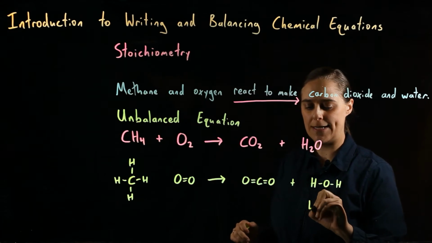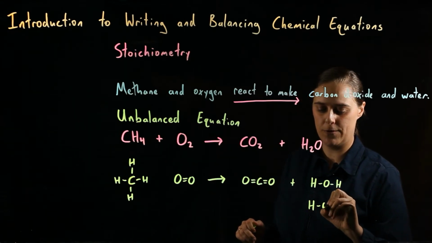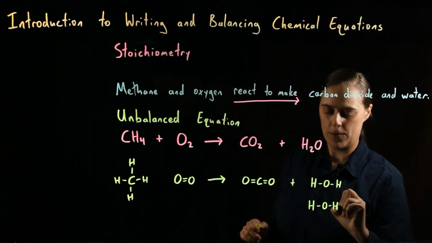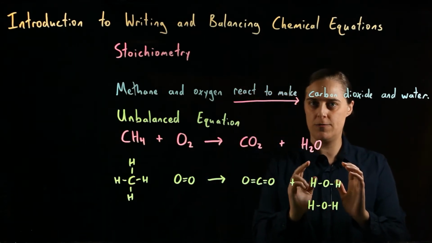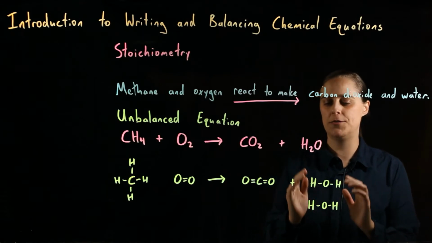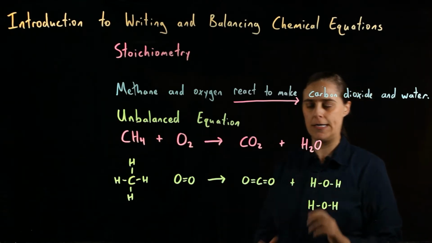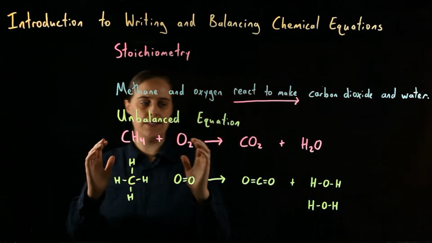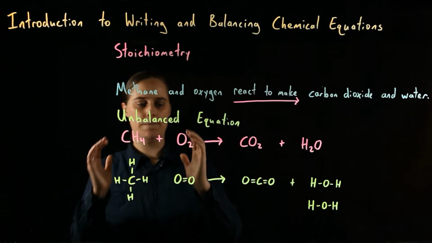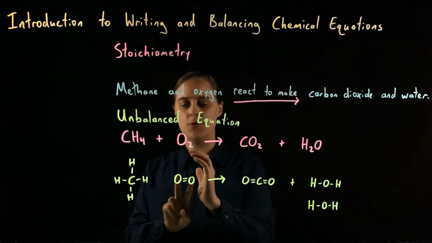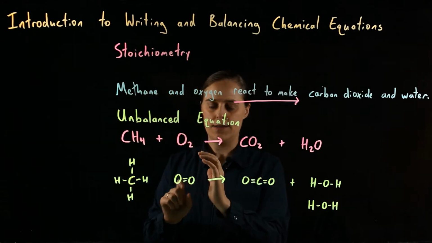So I'm going to add a second molecule of water. Okay? Because with 2 molecules of water, each having 2 hydrogens, we now have a total of 4 hydrogen atoms. Hydrogen is now accounted for. Next, let's look at oxygen. Before the reaction, 2 oxygen atoms.